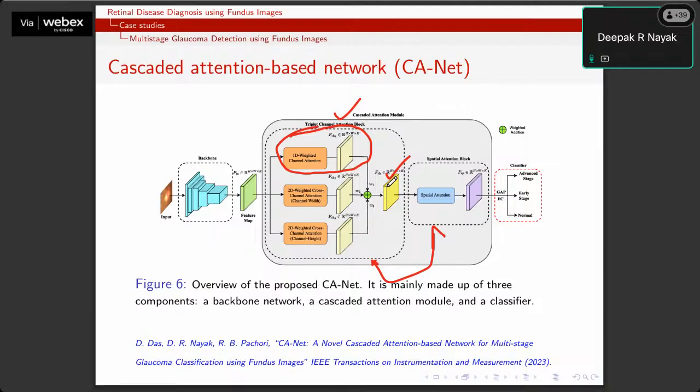Then whatever we get is the final attention feature map along the channel dimension. This is followed by the spatial attention block, which further helps in focusing on the important spatial positions. This is the channel attention, and this is the spatial attention mechanism. We called it a cascaded attention mechanism, which we proposed and integrated as a plug and play module with any backbone network. And we got very interesting results.